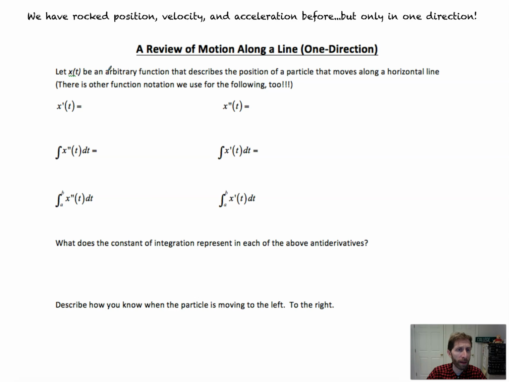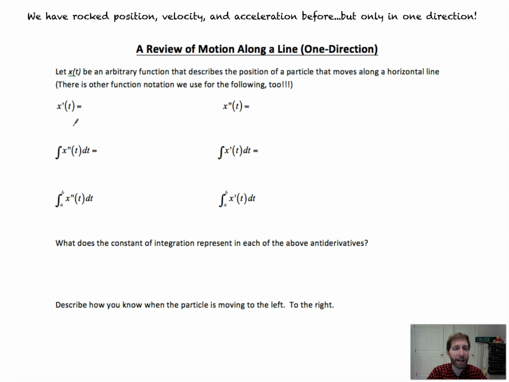So I've given you this problem. Let x of t be an arbitrary function that describes the position of a particle that moves along a horizontal line. So we're moving left and right or right and left. There is other function notation that we use for the following as well. Sometimes we don't use x of t, sometimes we use s of t or f of x. So there's other notation that goes with that. That's why I put that there.